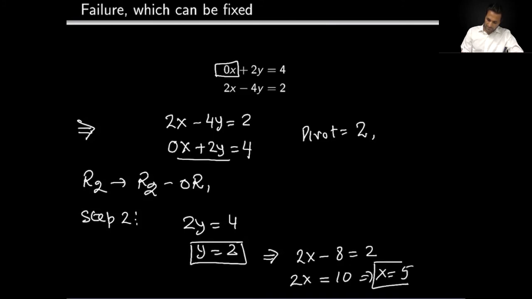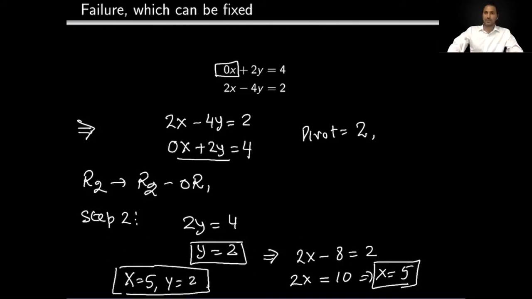So as you can see, x is equal to 5 and y is equal to 2 is a solution of this system. But this time we were able to fix the problem. We see that the 0 is in the pivotal position. So whenever you see a 0 in the pivotal position, if you can fix it by interchanging, then it is a good thing. So we can still solve the system.